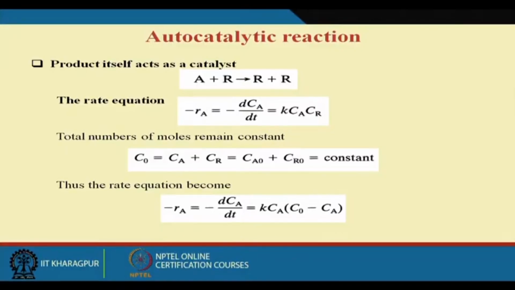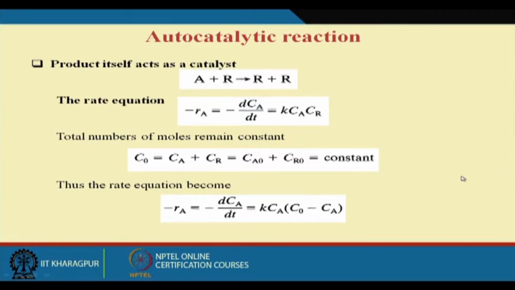Now, if you have that kind of reaction, how can you express it? The rate is Ra equal to minus dCa by dt equal to K into Ca into Cr, and C0 is the initial concentration. It can be expressed as Ca plus Cr, that is Ca0 plus Cr0, is a constant, and the rate expression can be written like this. So, this is how we can express the autocatalytic reaction.